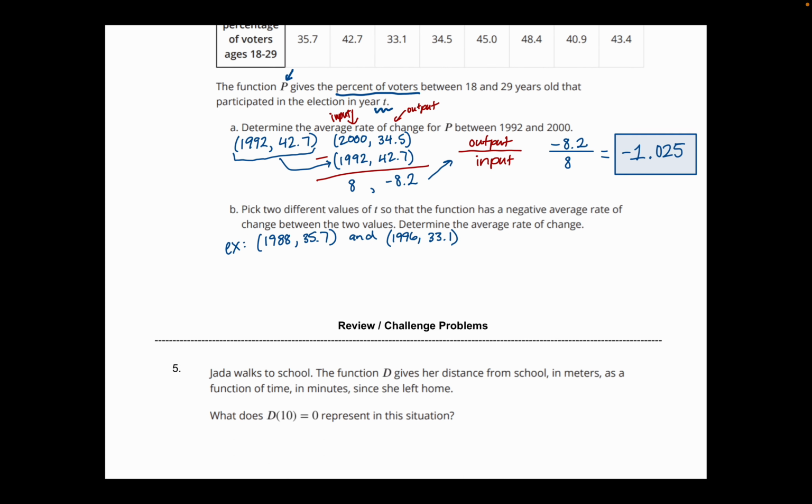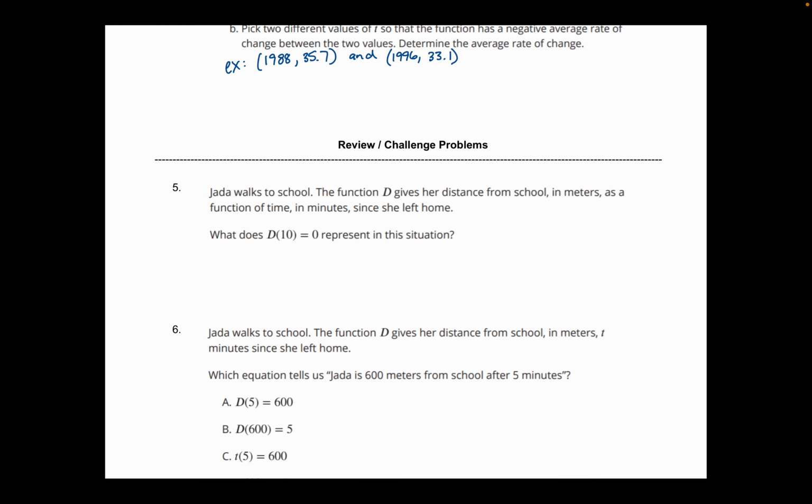I'm going to move on to our challenge problem, or our review problems. These are actually review problems. Neither of these are challenge problems, so we're going to cross out where it says challenge. These are review. Jada walks to school. The function d gives her distance from school as a function of time in minutes since she left home. What does d of 10 equals 0 represent in this situation?